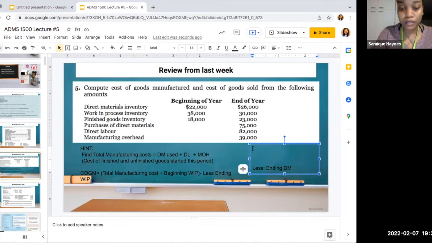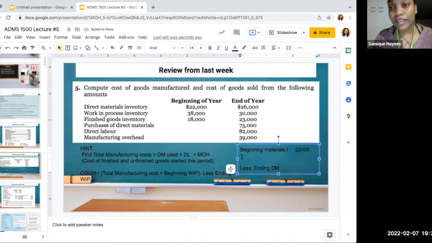We're gonna start with direct materials from the previous year, which is the beginning materials inventory of 22,000. And then we're going to do what next? What do we do next when we're finding cost of goods sold? We add the direct materials that we purchased, which is $75,000. $75,000 worth of direct materials, which gives us the direct materials available for use. This is how much we have to use, all right, which is a total of 97,000.